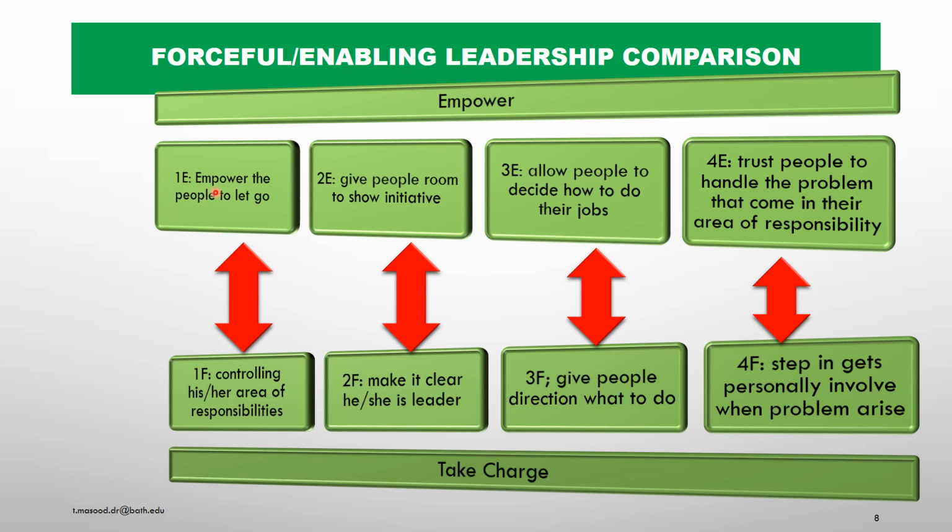So in 1E, empower the people to let go. In 1F, controlling is the area of responsibility. Both are opposing each other. In a similar pattern, 2E: give people room to show initiative, and 2F: make it clear he or she is the leader. 3E: allow people to decide how to do their jobs, and 3F: give people direction on what to do.